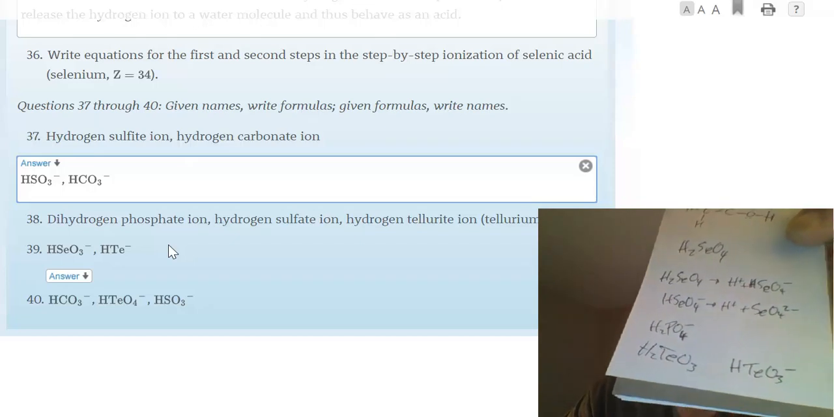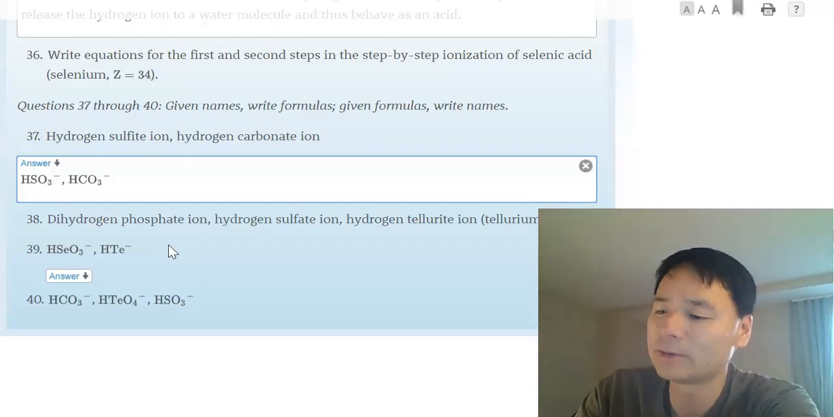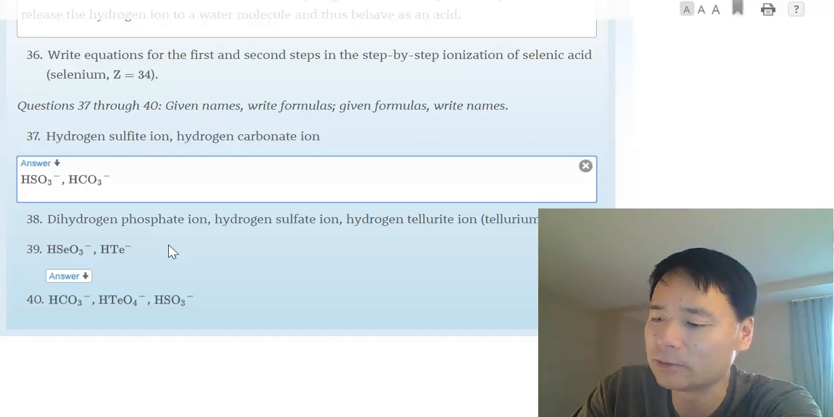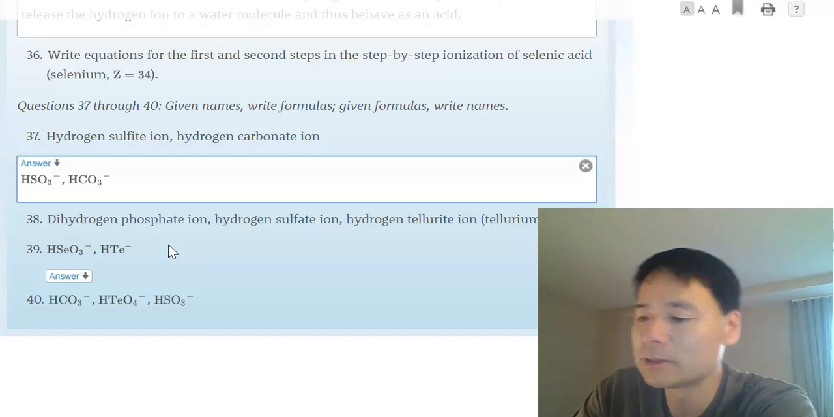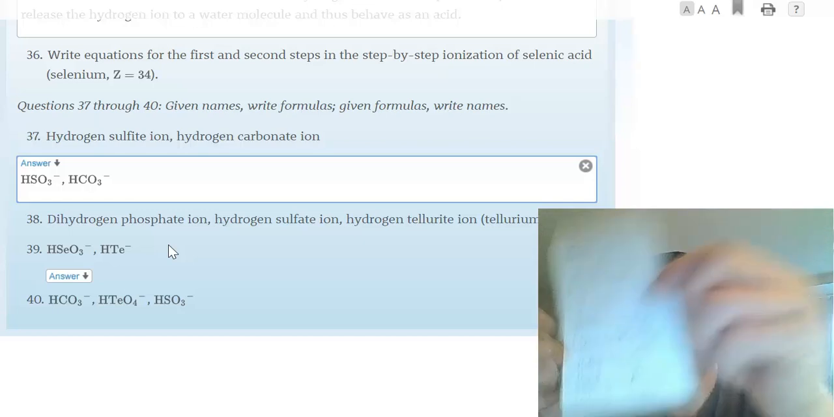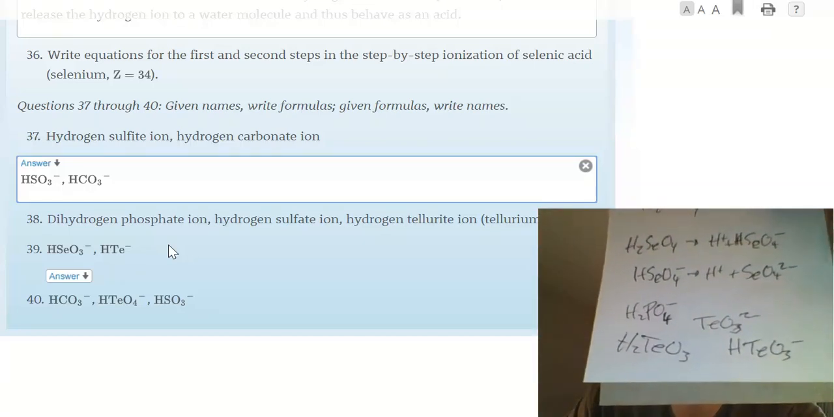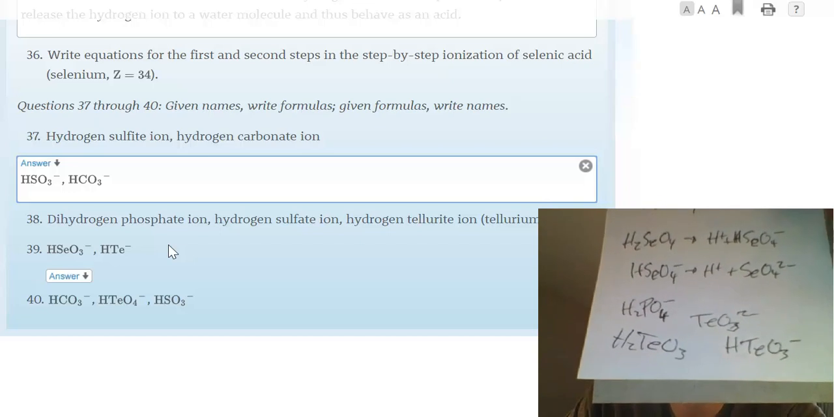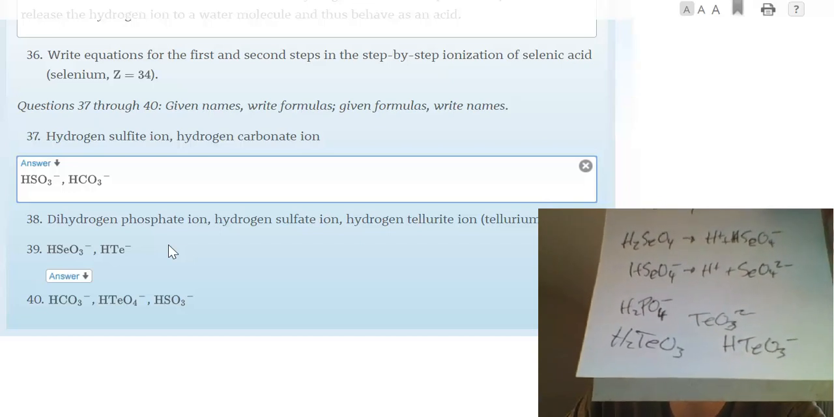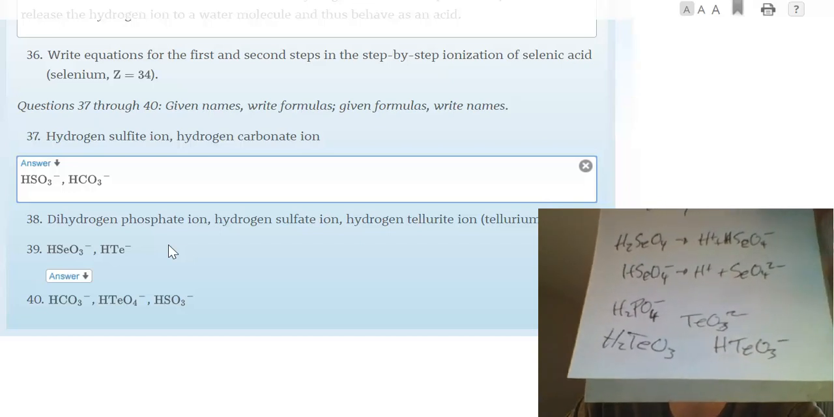Tellurite. Actually, let me get this TeO3 2 minus. Okay, let me start over there. TeO3 2 minus is tellurite. Hydrogen tellurite would be HTeO3 minus, and since it's tellurite, this would be tellurous acid, H2TeO3.